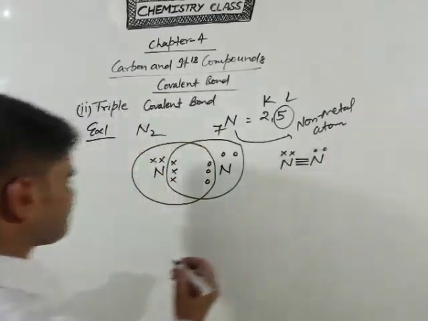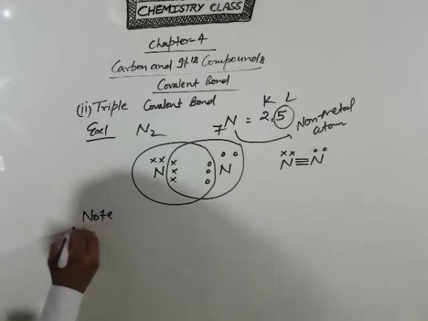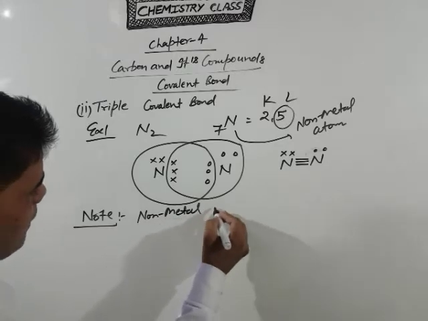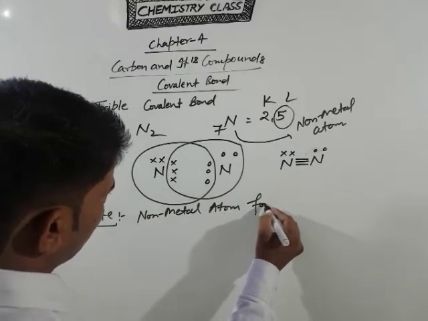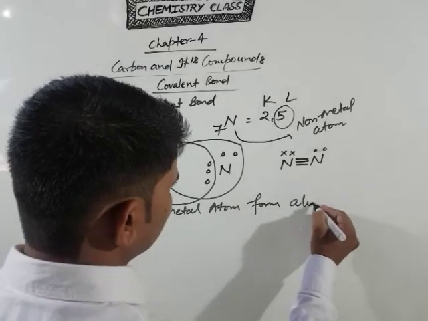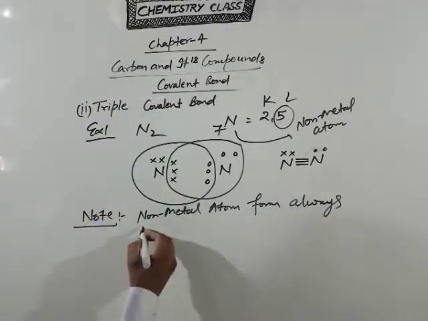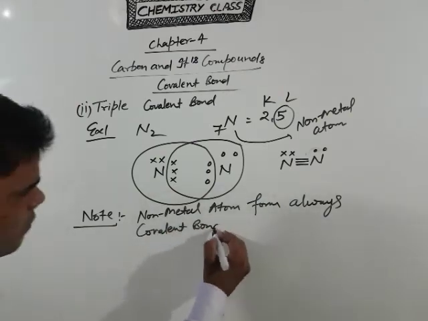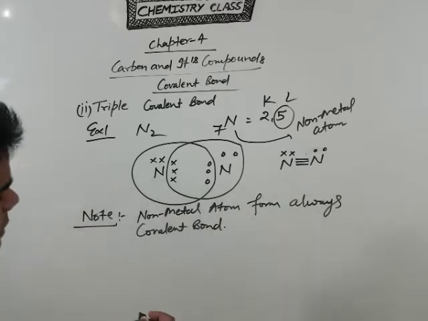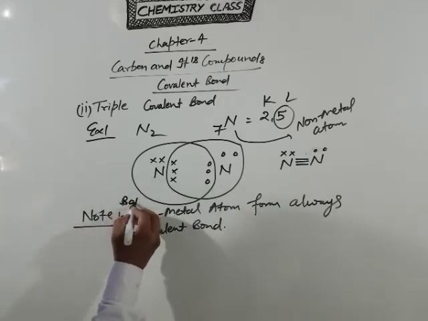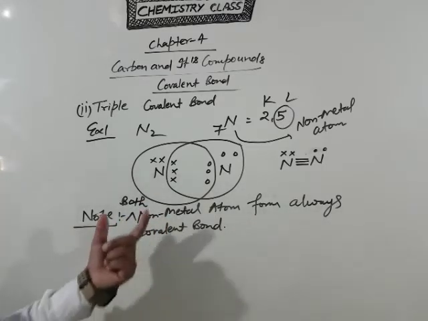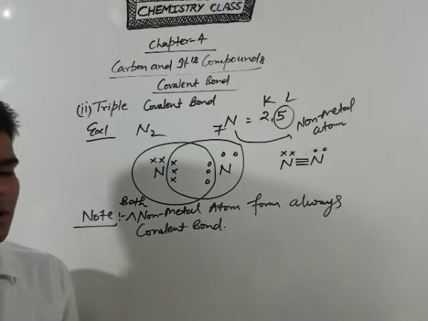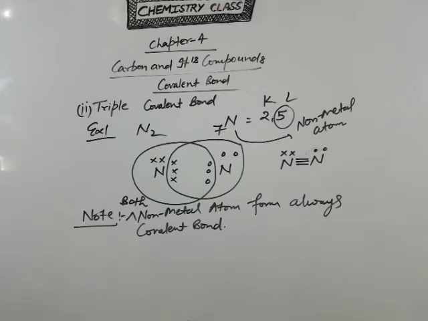So students, remember one thing: non-metal atoms always form a covalent bond. Clear? But the condition is that both must be non-metals. Remember, both non-metal atoms always form a covalent bond. Clear? So this is the important part of carbon and its compounds.